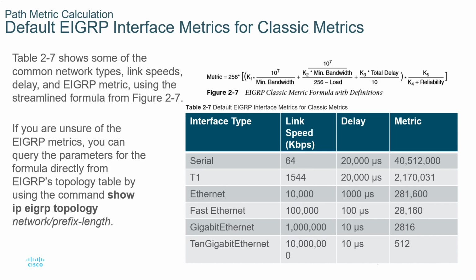So how can you know which ones have an impact on the metric? Well, if you use the command show ip eigrp topology, you'll be able to see what parameters are in effect for the metric.